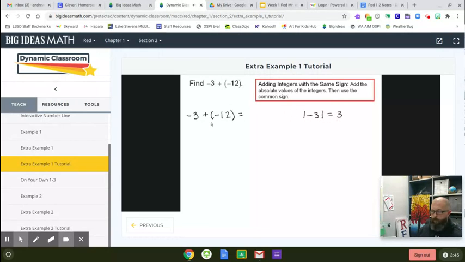So we need to add these two numbers. 3 plus 12 is 15. So our answer will be 15, and then we have to use the common sign. So we need to look, we have two negative numbers, so the common sign is negative, and we add that to our answer. So we have -15. Let's double check our answer by using a number line.